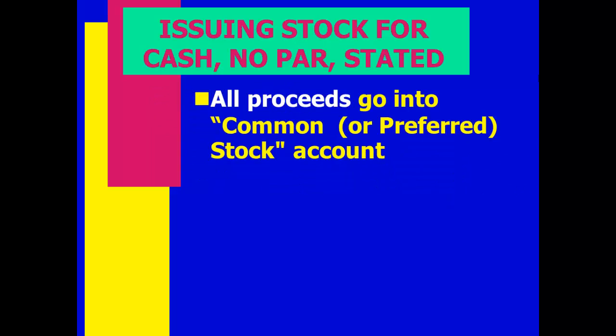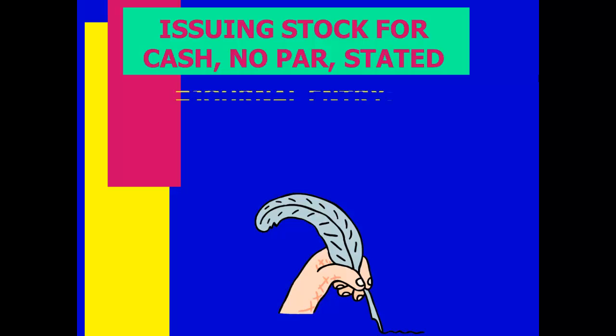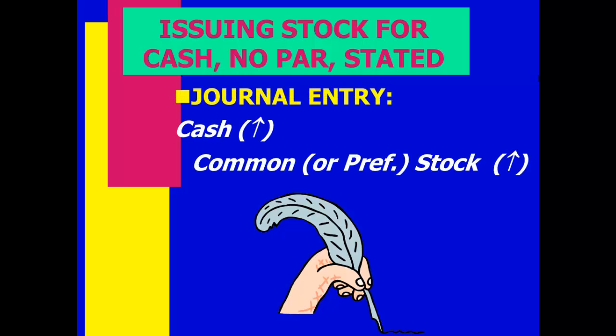Some stock doesn't have a par value and it doesn't have a stated value. If that is the case, we're going to credit the stock account for the full amount. There is no PIC in excess because there's nothing to be in excess above. The total amount of the common or preferred stock account then becomes my legal capital. So we debit cash, we credit common stock or preferred stock. There is no PIC in excess if we don't have a par or stated value.